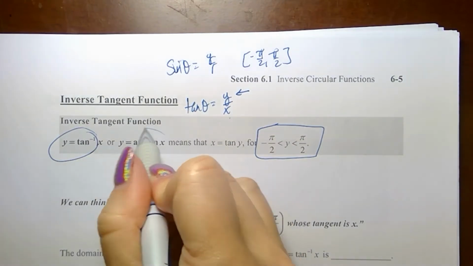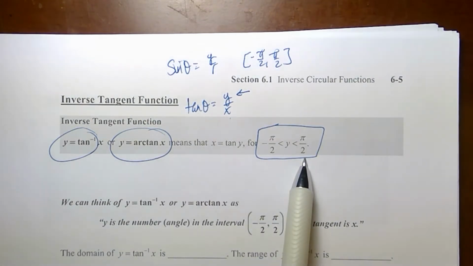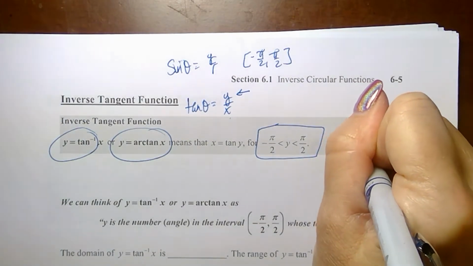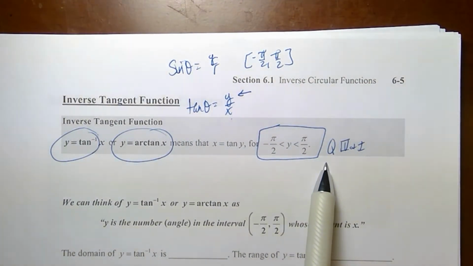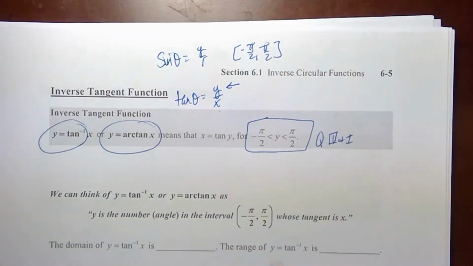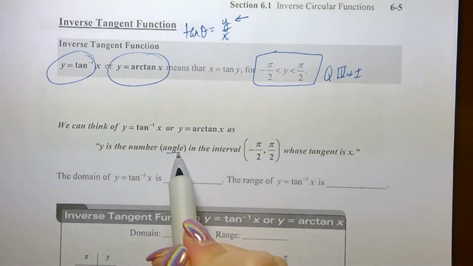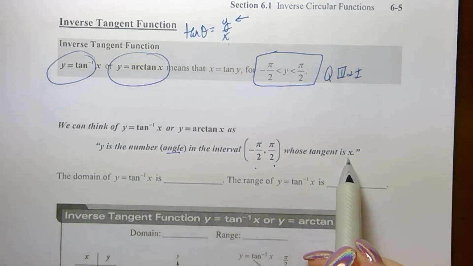Tangent inverse, or arctangent x, has restrictions in quadrants 4 and 1, from -pi half to +pi half, just like sine inverse. So if I have a negative tangent function value, I'm going to give you a negative angle in quadrant 4. And if I have a positive tangent function value, I'm going to give you a positive angle in quadrant 1. We can think of tangent inverse, or arctangent, as y is the angle, the number, in that interval negative pi half to positive pi half whose tangent value is x.